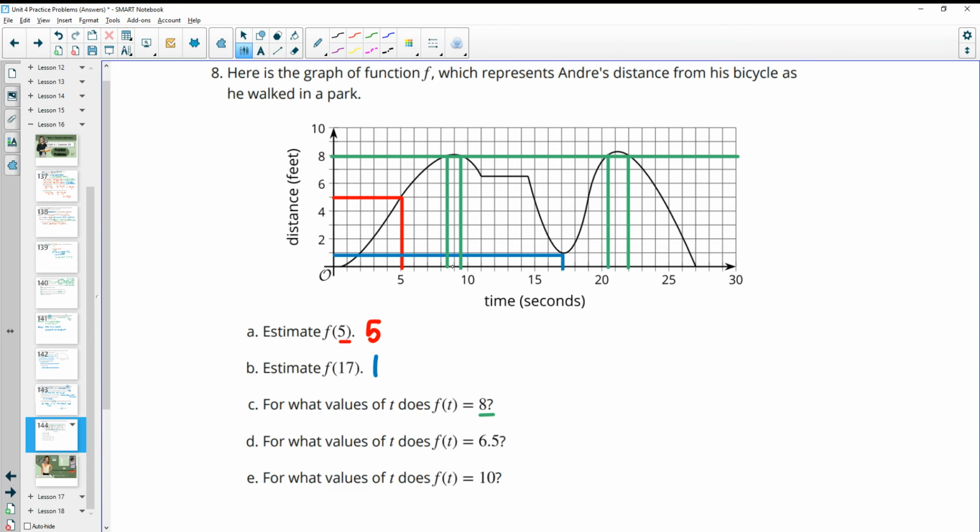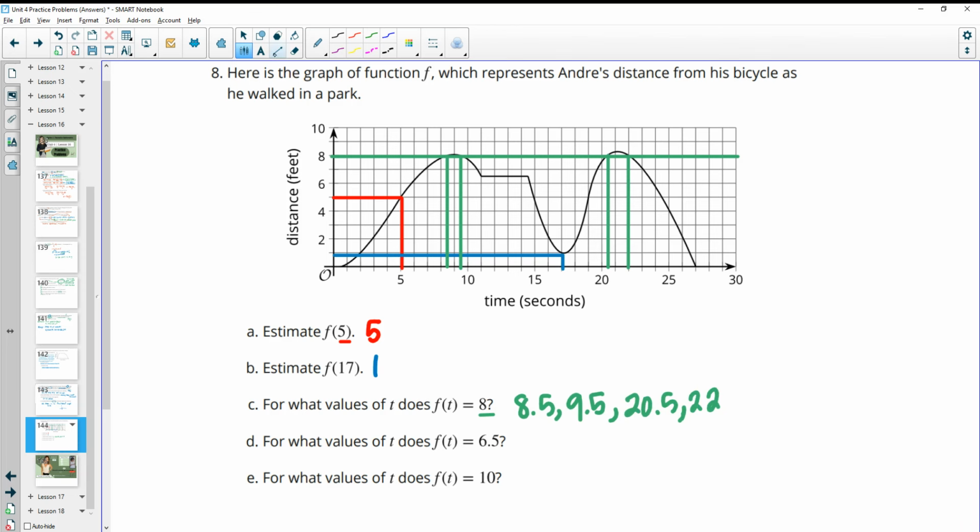So he's 8 feet away after about 8.5 seconds, after about 9.5 seconds, after 20.5 seconds, and then after 22 seconds. So all of those, he is about 8 feet away from his bike.